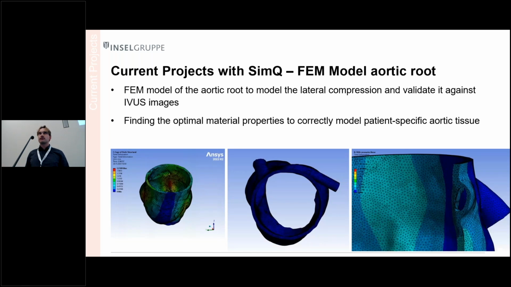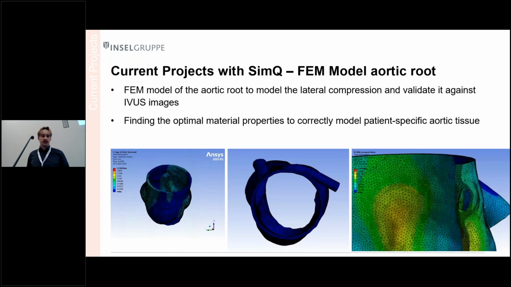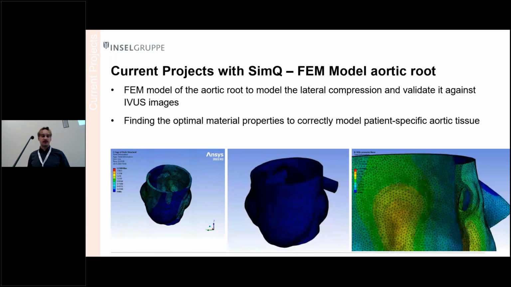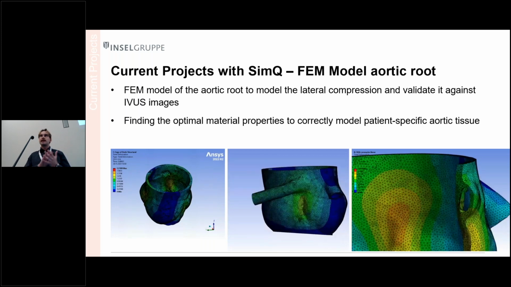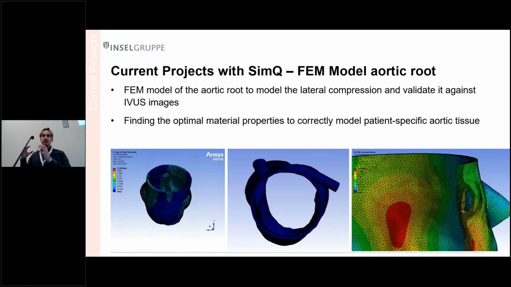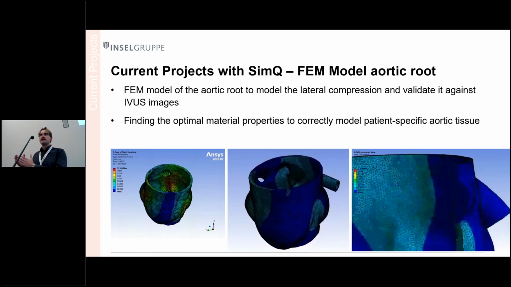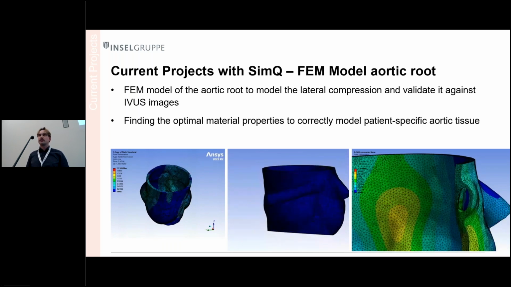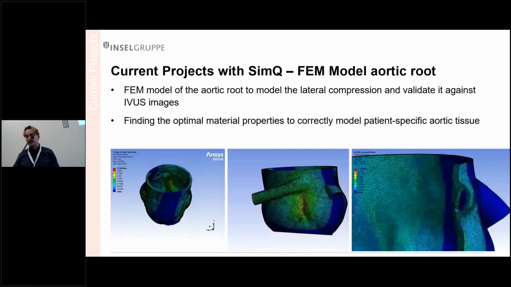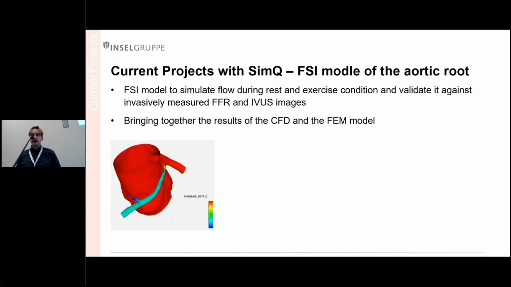Then the second approach was to build a finite element method model, so we try to only show the compression of the intramural segment. For that, we use the mesh, which is a combination of the CT and the ultrasound images. And we want to compare the deformed model again with the ultrasound images and find the optimal material properties to correctly model patient-specific aortic tissue. And in the end, we hope to bring everything together and build a fully functional FSI model, which can do both and predict flow for rest and exercise conditions. So we can hopefully provide that for our patients.